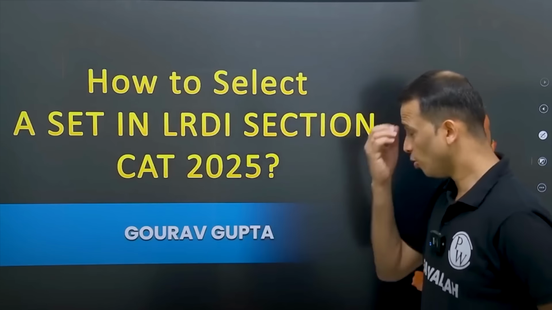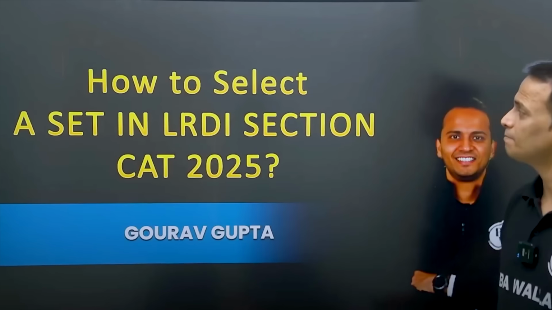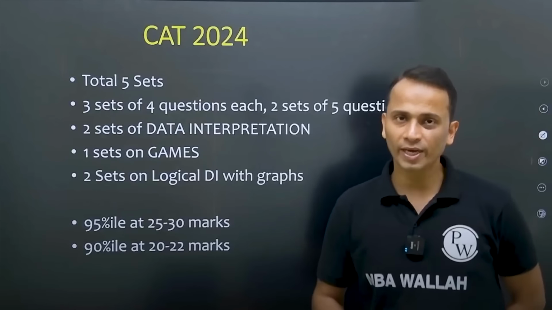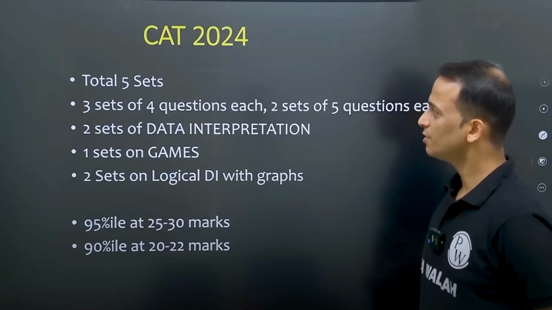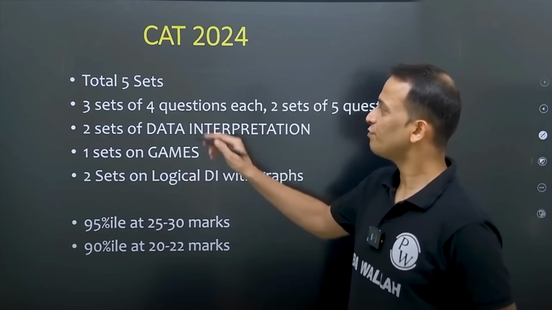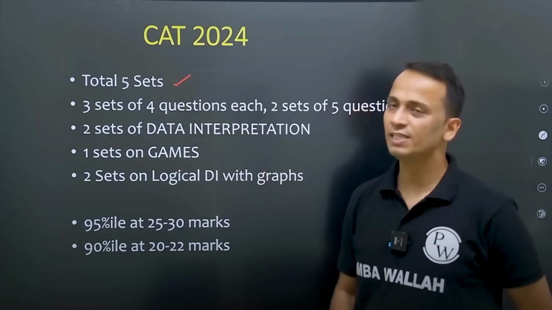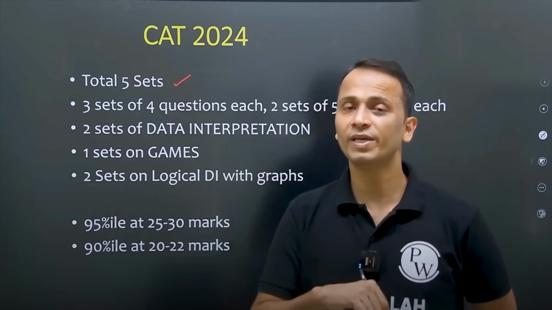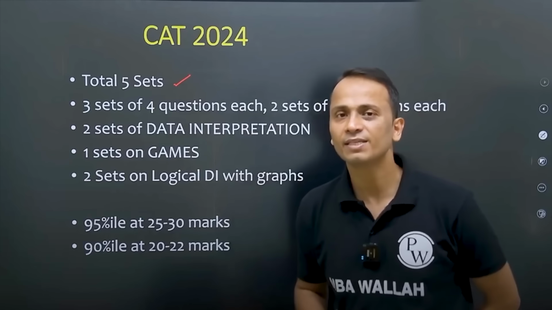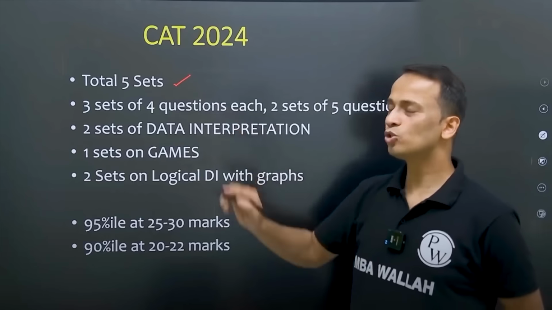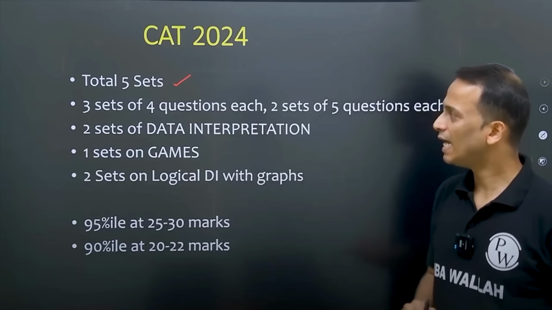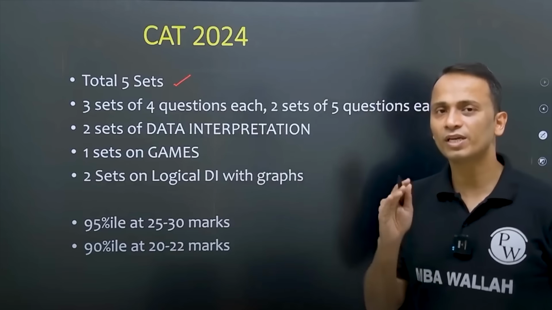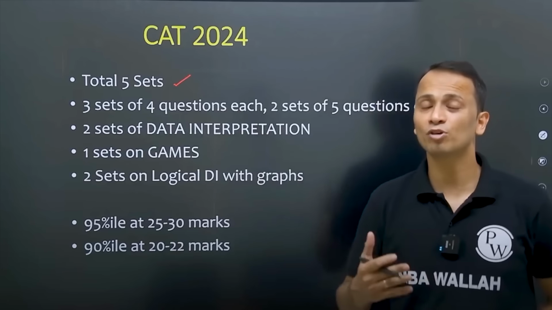Beginning with the first thing, looking at CAT 2024, last year, there were a total of 5 sets that we saw in this section, which was different from CAT 2023. I'll come to CAT 23 as well. So there were a total of 5 sets, and these sets were divided into different numbers of questions.